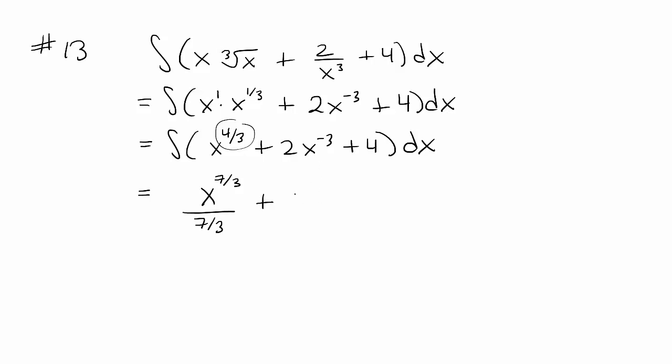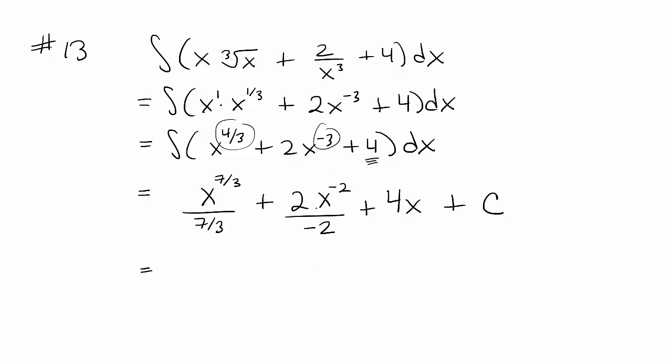Do the same thing for the second term. I have 2, which is a constant multiple, just bring that down. I'm going to have x to the, add 1 to the exponent, so -2, divide by that number. And then here I just have 4. Whenever you have a constant and you're integrating it, just multiply on whatever variable you're integrating with respect to. And then I'm just going to add on plus c, your constant of integration.